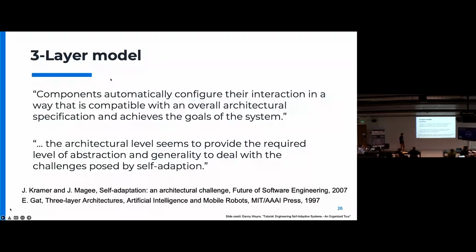This is something that became quite famous, apart from MAPE-K, something that Kramer and Magee more or less got inspired from robotics. They wrote a paper in 2007, and they wrote something like this: the architectural level seems to provide the required level of abstraction and generality to deal with the challenges posed by self-adaptation, right?